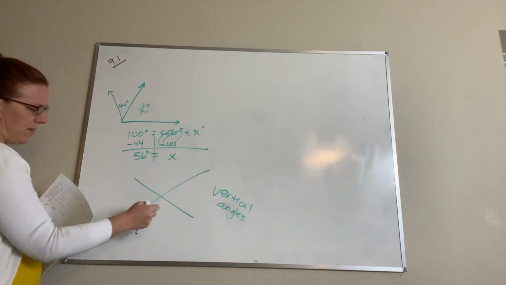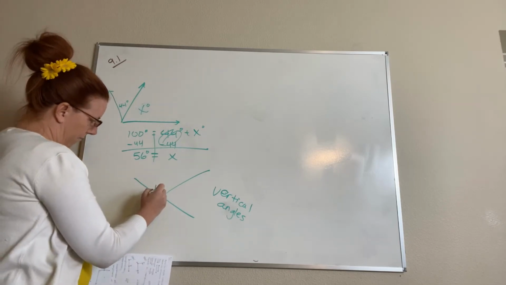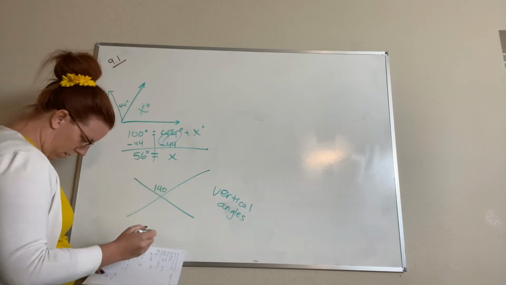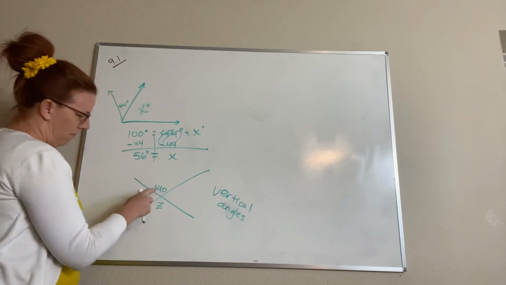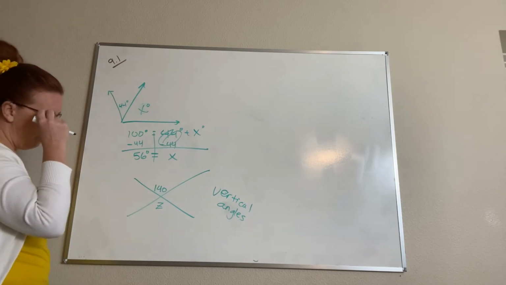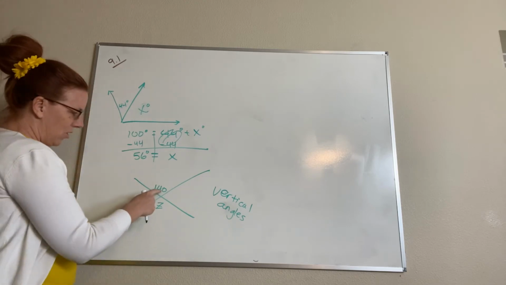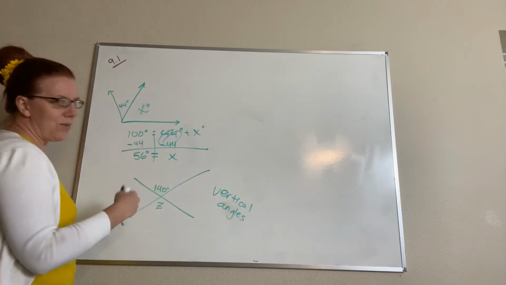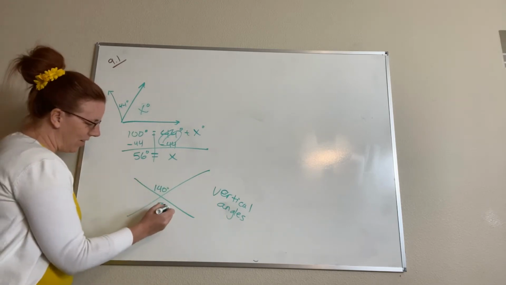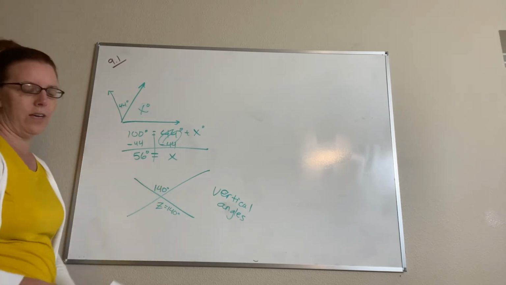Vertical angles are opposite each other in an X. So these two are vertical angles because they're opposite each other in the X. There is a theorem that says vertical angles are congruent, meaning they're the same measure. So if that's 140 degrees, guess what? I know that this also has to be 140 degrees because opposite angles are equal.